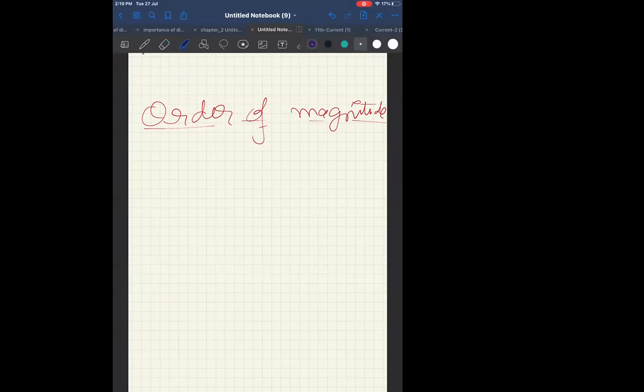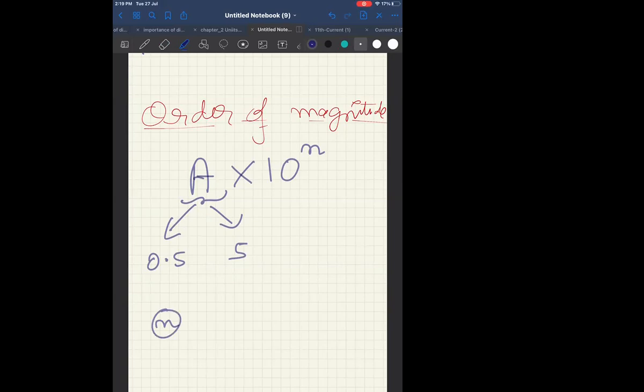Okay. Now, if any number is in the form a into 10 power n, where a is between 0.5 and 5, a should be between 0.5 and 5. In your module and in NEET books, it is written it should be between 1 and 10. Actually, that is again controversial. You stick to this. Then your order of magnitude is n.